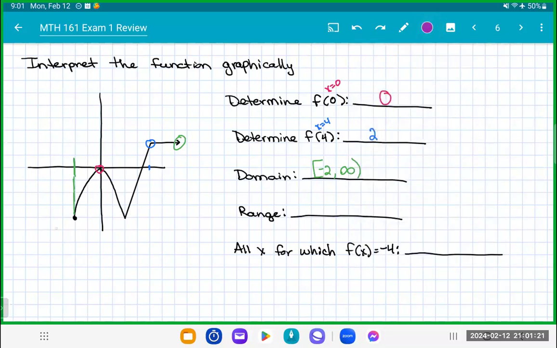The range, that is my y values. We can see we're as low as here and as high as here, so our range goes in between these two. This is -1, 2, 3, 4. This is -4 all the way up to +2. So my range includes -4 and it includes +2, so we put brackets on both ends.